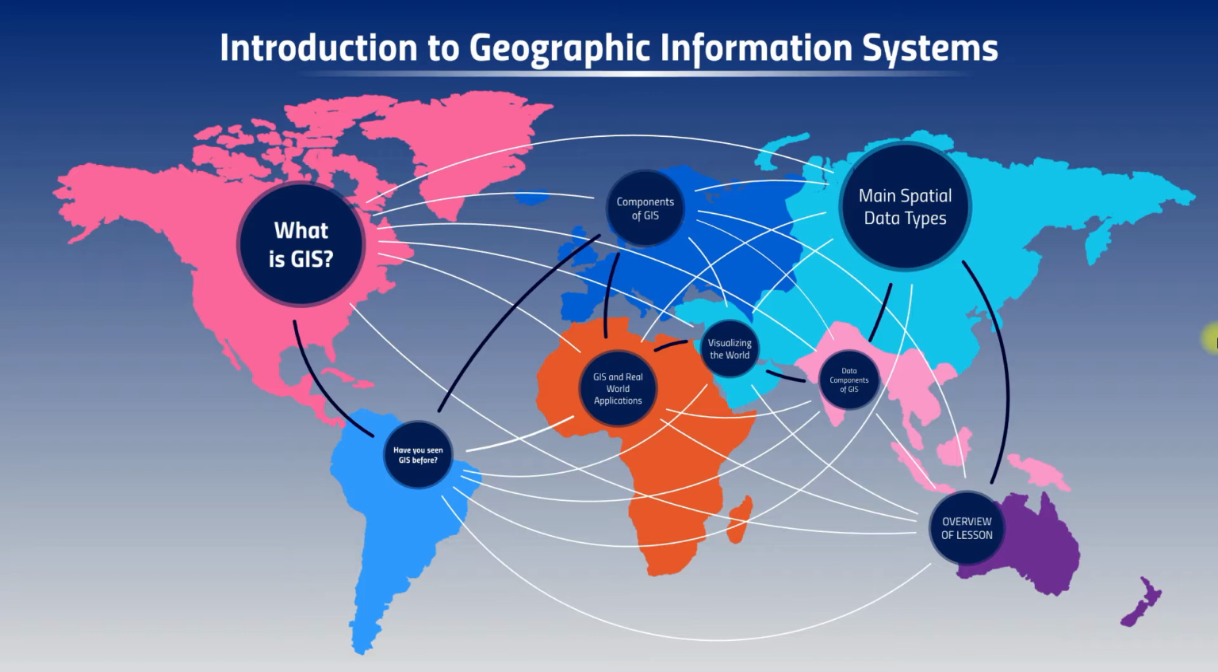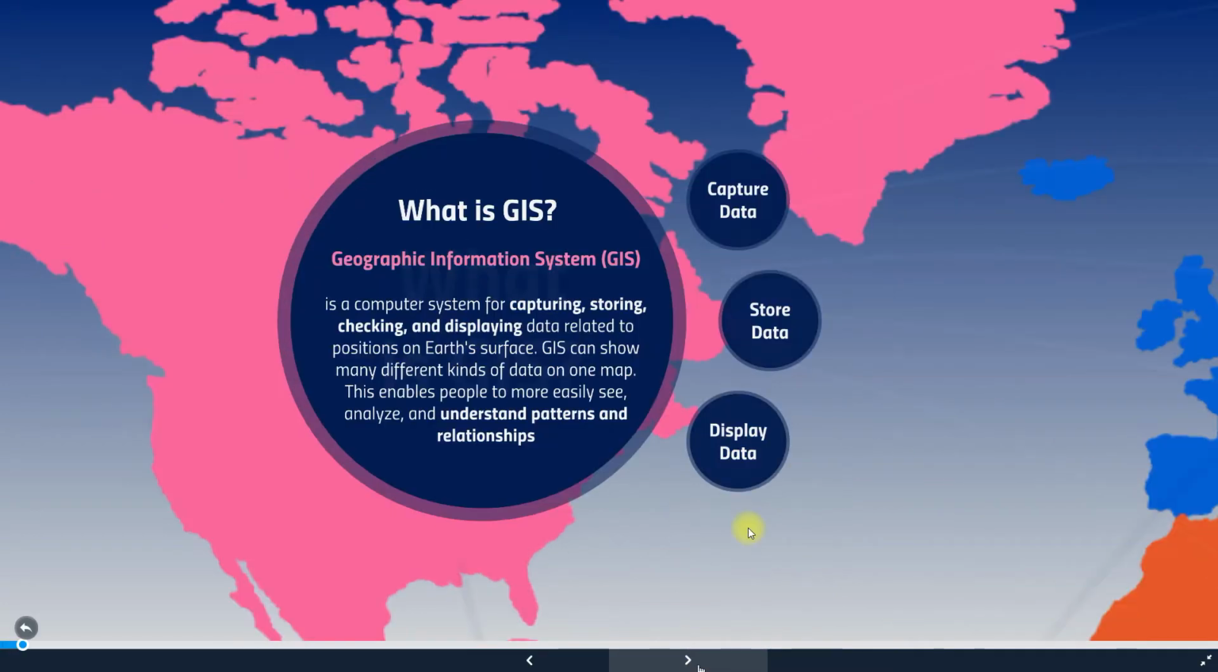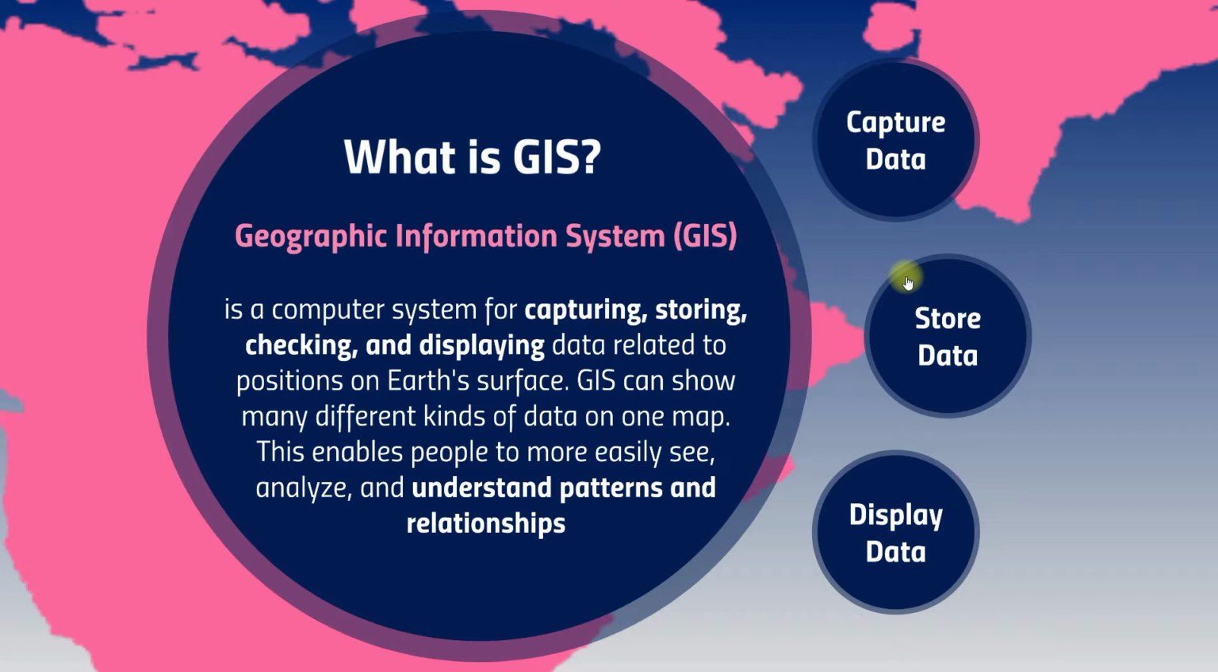So let's get started with the Geographical Information System. So what is GIS? It means the Geographic Information System. So let's talk about it, and let's go to the slide. What is GIS? Geographic Information System, or we can say Geographical Information System. So it's the same.